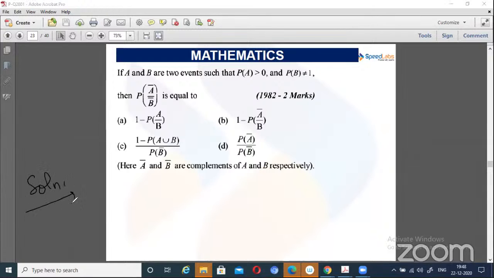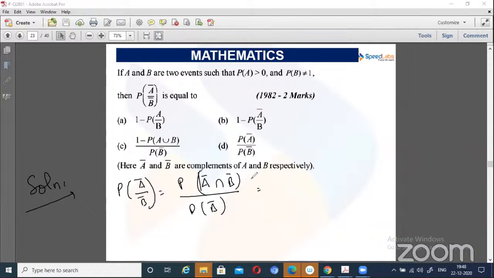If A and B are two events such that P(A) is more than 0 and P(B) is not equal to 1, then what is the probability? Okay, then P of not occurrence of A given that B has not occurred is equal to. So just go by the basic formula for this. So P of not occurrence of A given that B has not occurred is equal to P of A complement intersection B complement by P of B complement.